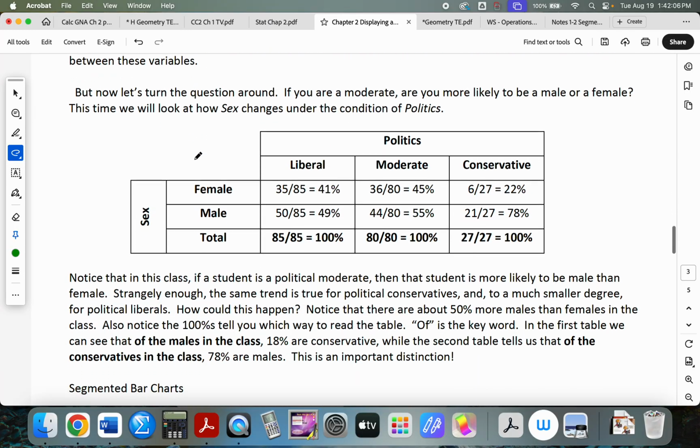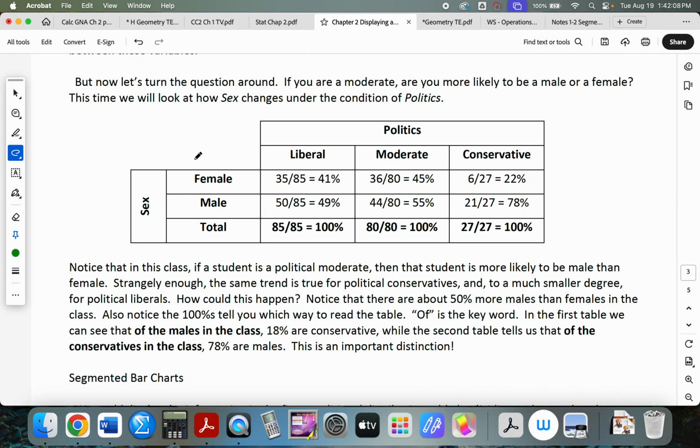So let's come back to this. This time we're going down the table. We're looking at their politics. So of the liberals, 41% were female, 49% were male. Of the moderates, 45% were female, 55% were male. And of the conservatives, 22% were female and 78% were male.